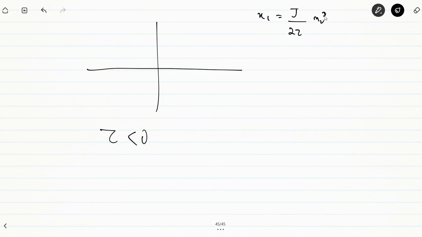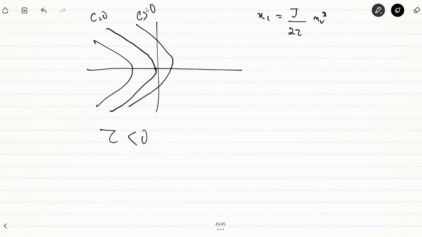Accordingly, if tau is less than zero, if tau is negative, then your equation is x1 is equal to j by 2 tau x2 square. Tau is negative, that means this whole quantity becomes negative. For c equal to 0, it will be something like this. Then accordingly, depending on whether c is positive or negative, this parabola will be shifted towards the right or towards the left. So this is the phase portrait of your system.